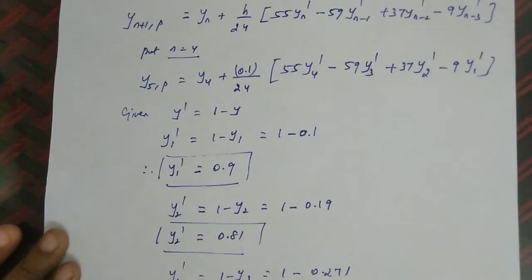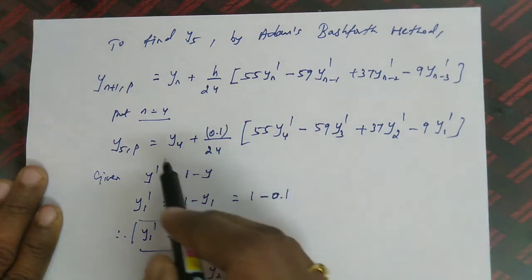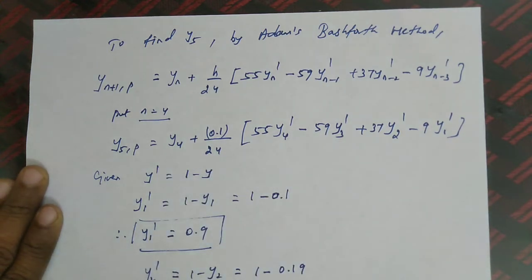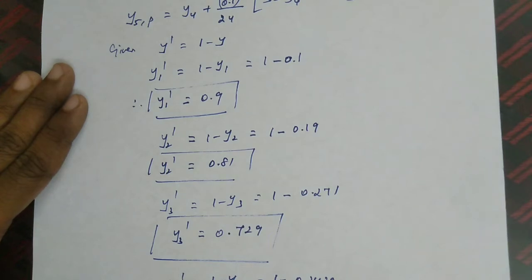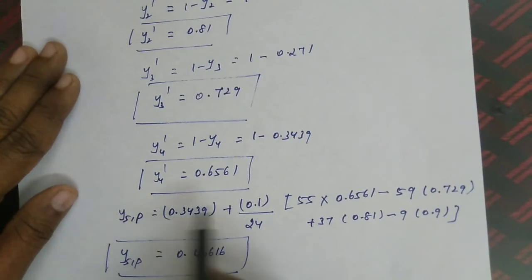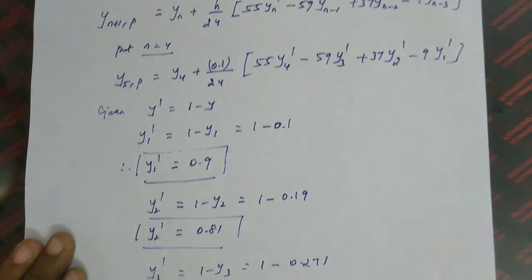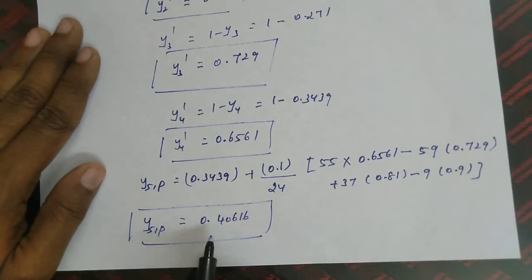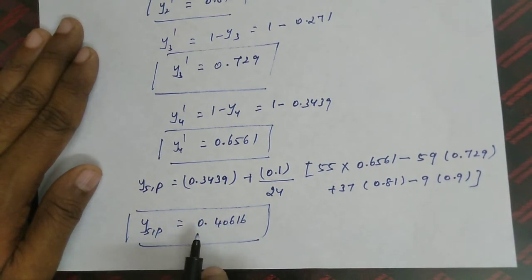Now, by the Adams Bashforth result, we are going to substitute all the values of y1 dash, y2 dash, y3 dash, y4 dash and y4. Substituting all the values, we can predict the y5 answer. By the Adams Bashforth predictor result, y5 comma p equal to y4, y4 dash, y3 dash, y2 dash and y1 dash. Substituting all the values, we get y5 comma p equal to 0.40616. This is our predicted answer of y5.